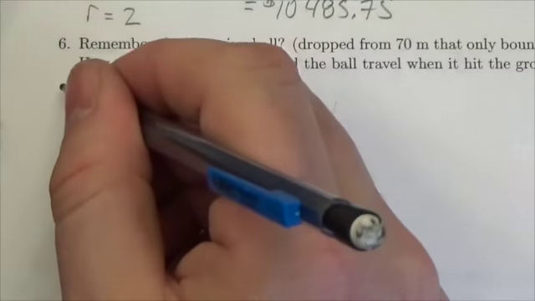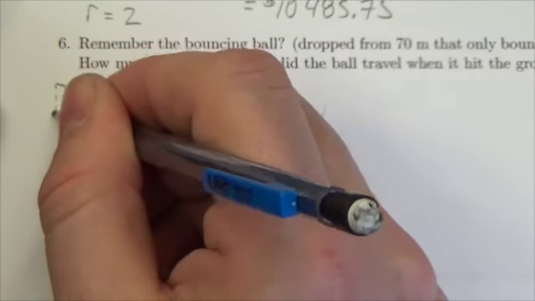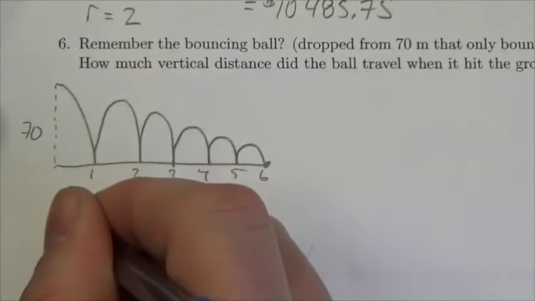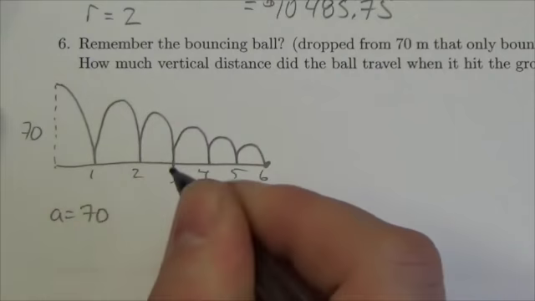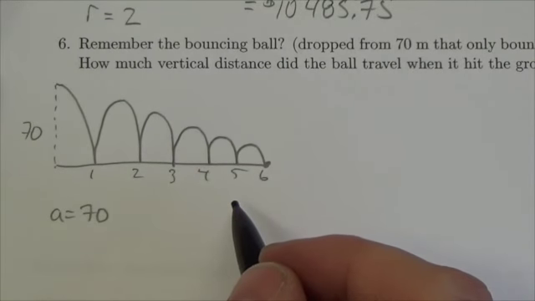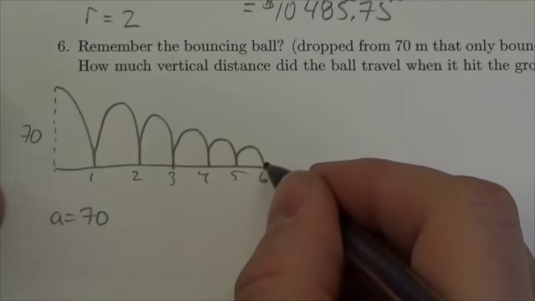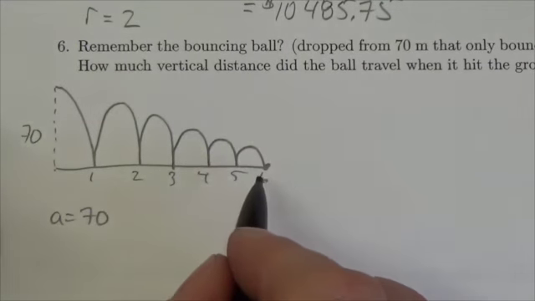Now, it's pretty clear, or at least I think most people would say it's clear, that the first term is going to be 70. A is going to be 70. Now, the question is, how many terms are there? This can get a little confusing because in the previous iteration of this question, I asked what the height was after the 7th bounce, and that introduced a new term after that bounce.